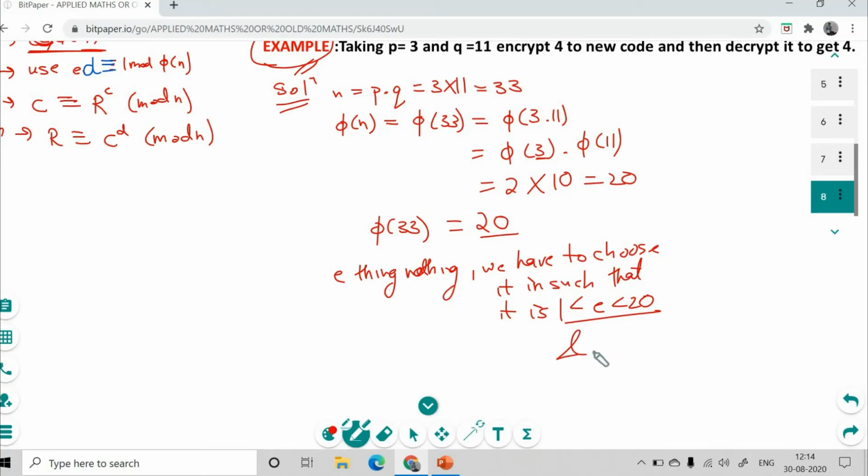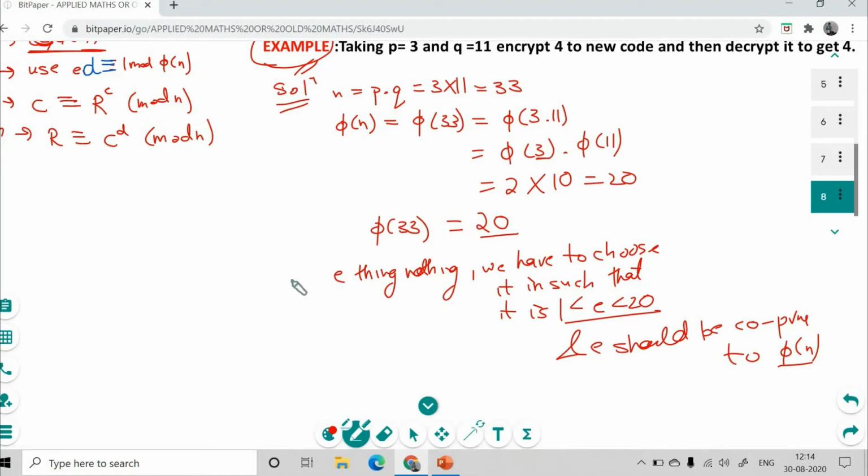And E should be co-prime to our phi n as well. Okay. After this example, I will take you to the slides. It's better to go through the example first, then the slides, so that you will understand the definition and the steps. So E should be co-prime to phi n, co-prime to 20.